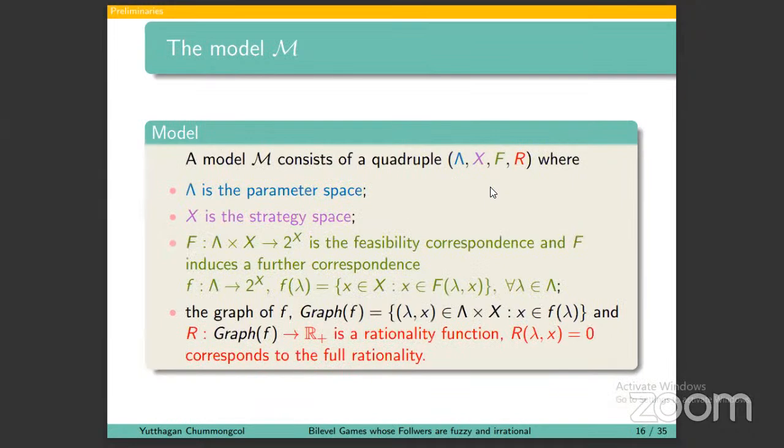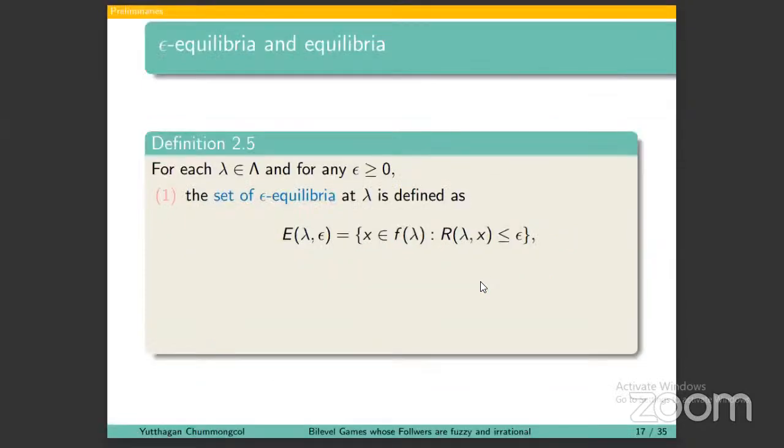And this we explain about the model. A model M consists of a quadruple: capital Lambda is the parameter space, X is the strategy space, F is the feasibility correspondence, and R is the rationality function. If R of lambda and x is equal to 0, we call this full rationality. And E is the set of epsilon equilibria.